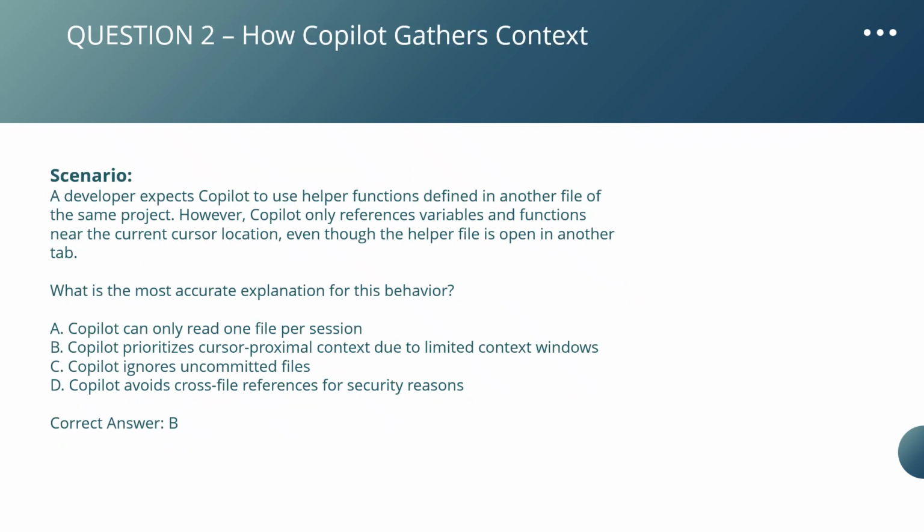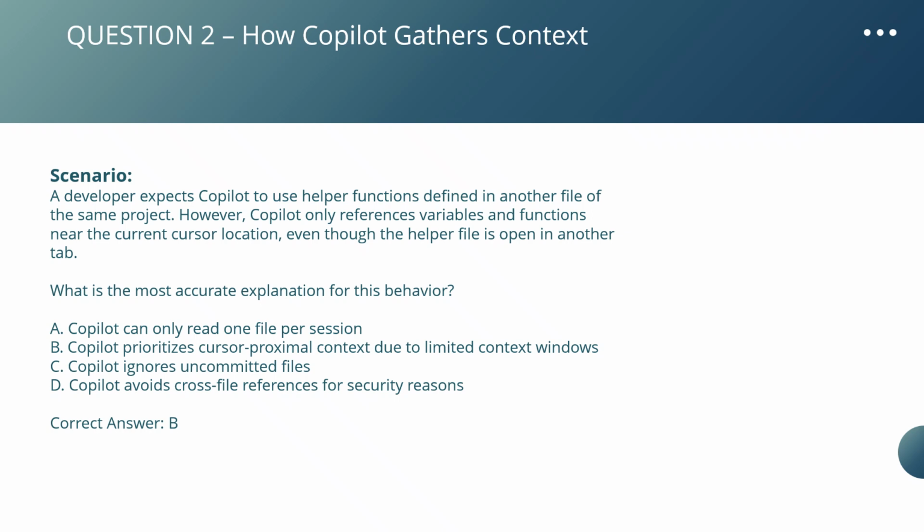Question 2: how Copilot gathers context. Scenario: a developer expects Copilot to use helper functions defined in another file of the same project. However, Copilot only references variables and functions near the current cursor location, even though the helper file is open in another tab. What is the most accurate explanation for this behavior? A. Copilot can only read one file per session. B. Copilot prioritizes cursor-proximal context due to limited context windows. C. Copilot ignores uncommitted files. D. Copilot avoids cross-file references for security reasons.